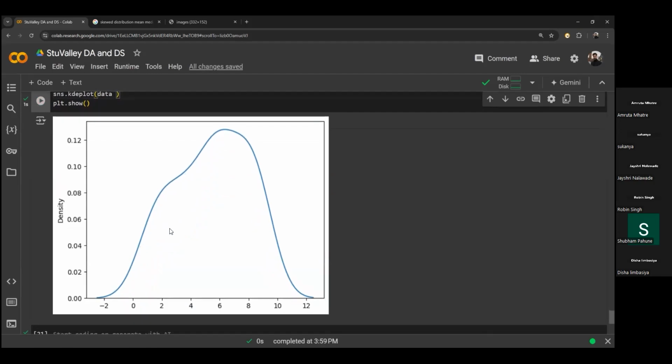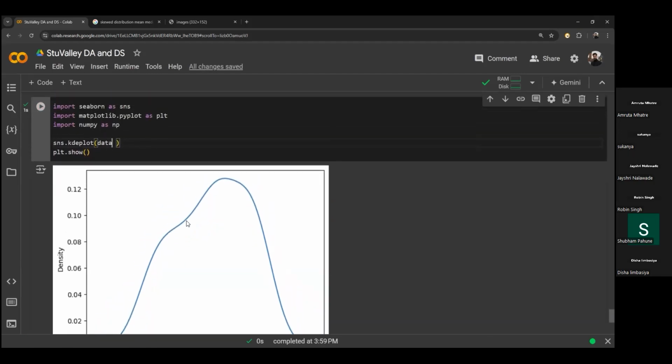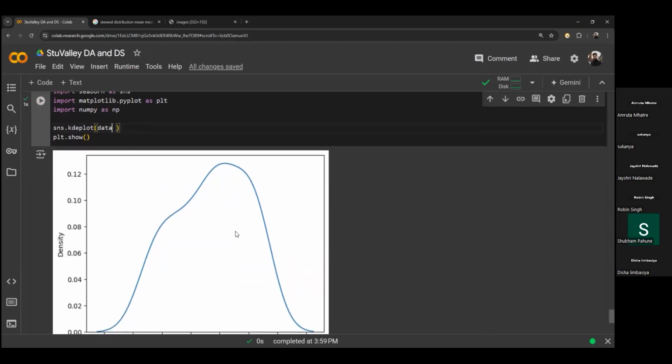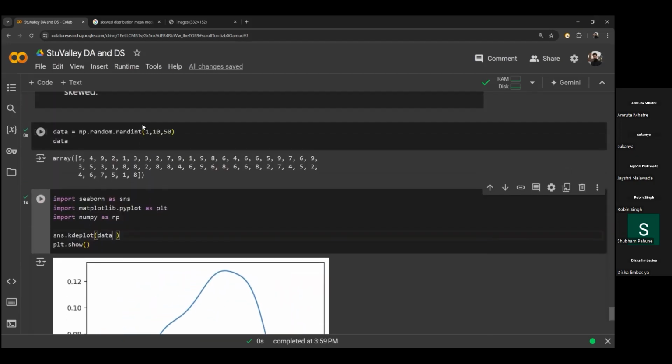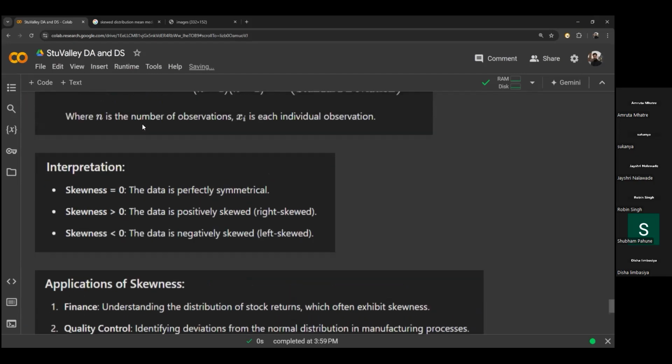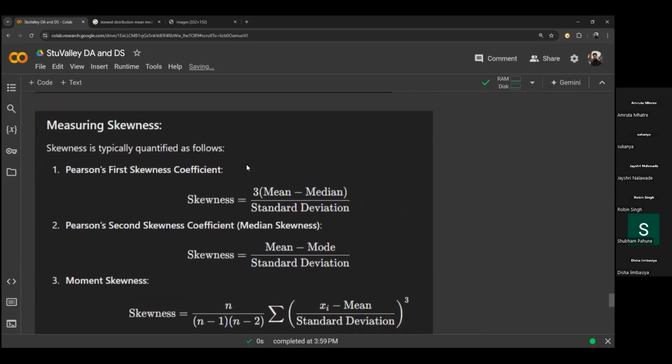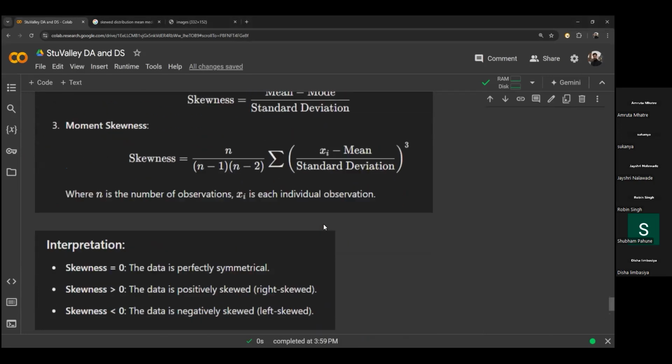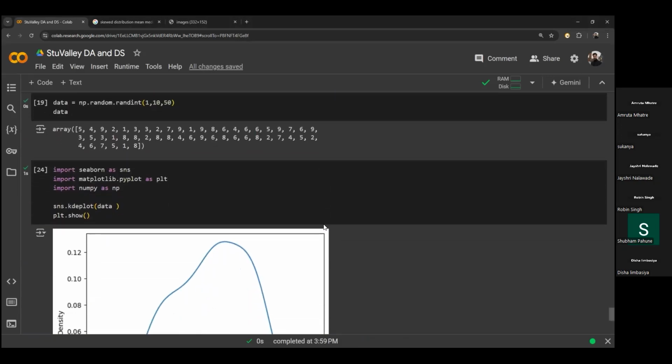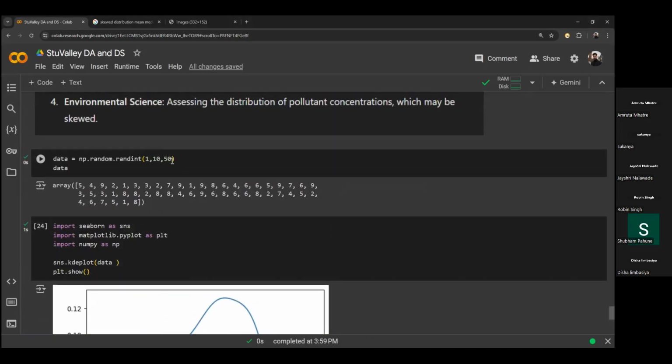Student, is it skewed or not? Prove to me with the help of this formula, the first formula. Yeah, I know it is. Okay, prove to me with this formula. Tell me what value you are getting. You can generate random values like this.